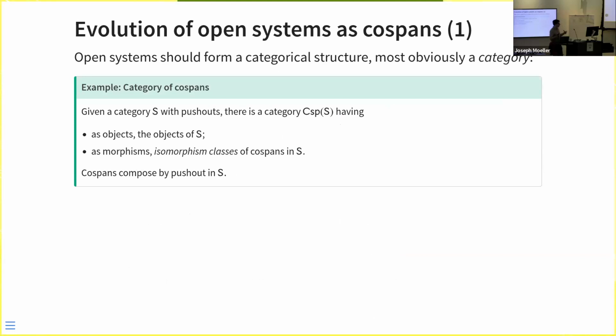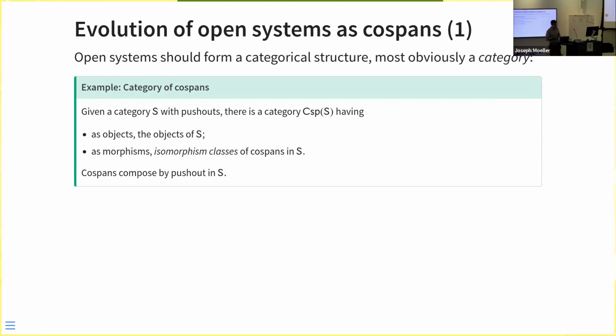So I want to walk through a little bit of the evolution of the ways that people have tried to model open systems as some kind of categorical structure built out of cospans. This is not strictly following the historical order, but this is some kind of progression one could imagine going through.